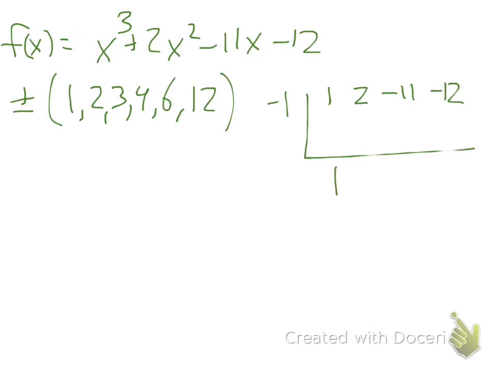Let's try negative 1. We haven't tried any negatives yet. What's 1 times negative 1? Negative 1. Then it becomes 1 again, right? Which is negative 1. Negative 11 plus negative 1? Negative 12. What's negative 12 times negative 1? 12. Which will make a 0. We found 1. Negative 1 is a 0. We now need to find 2 more.